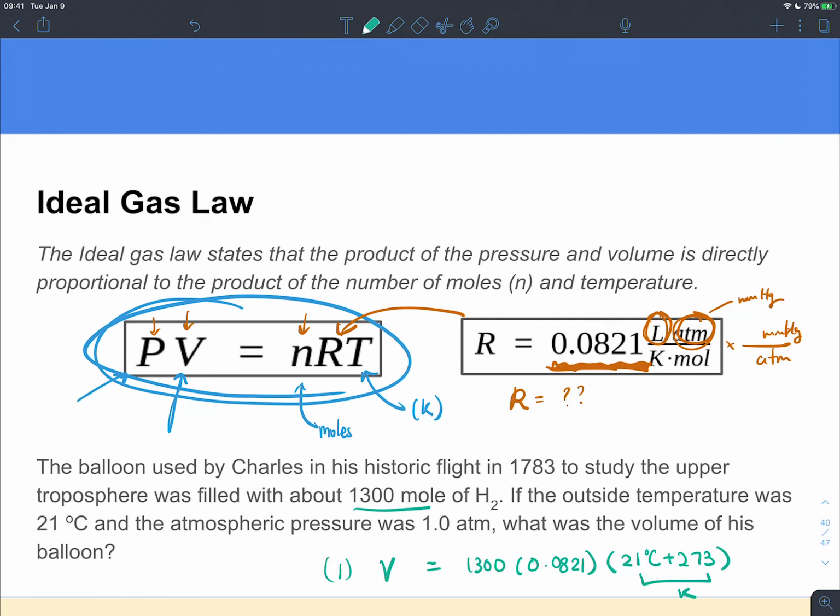And in this case, there's just a 1 here, so we don't really need to divide by the 1, but you can. And then if you do this math out, you'll actually see the volume of his balloon in liters.